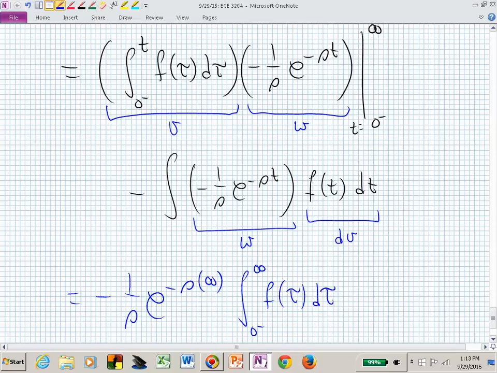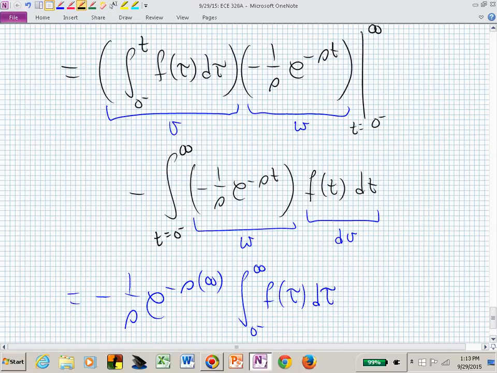So now what I'm doing, I'm looking at the topmost equation, and I had a minus 1 over s e to the minus st. I'm evaluating that at infinity. Yes? Oh, thank you. What are my integral limits? That's still just t equals 0 minus to infinity. So those are my limits in the rightmost integral of that expression.